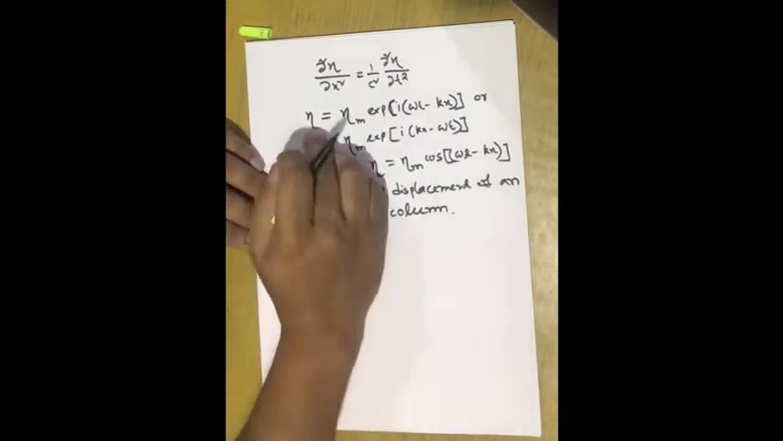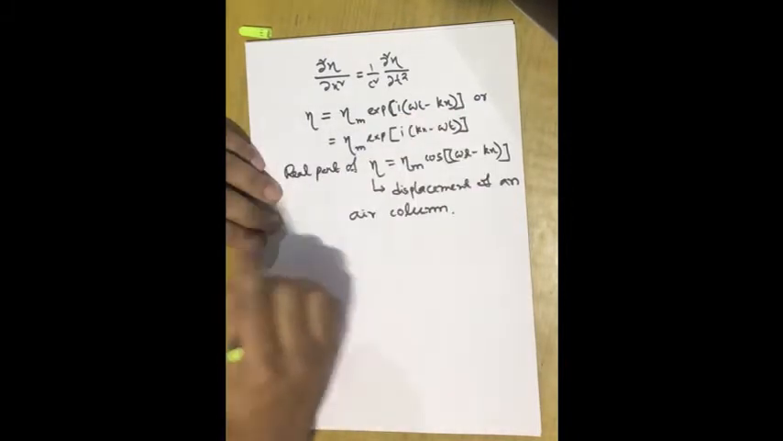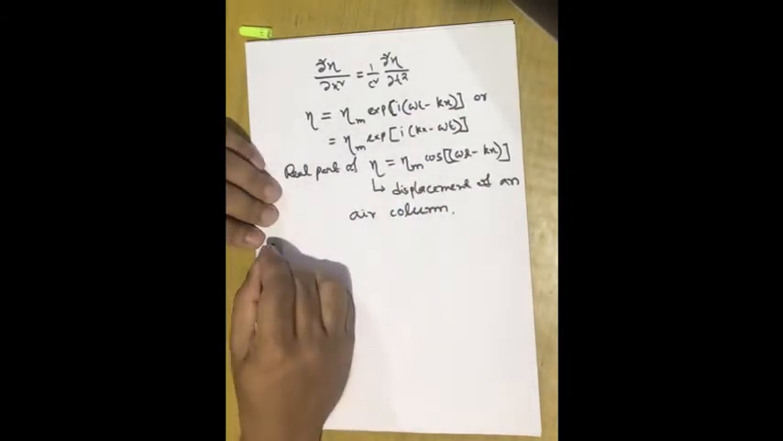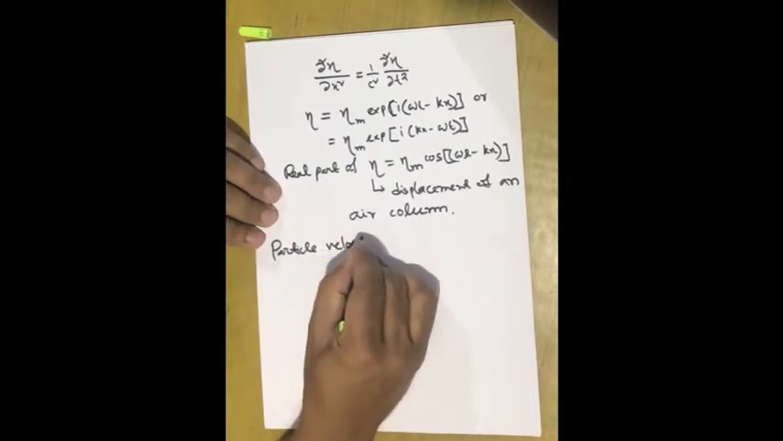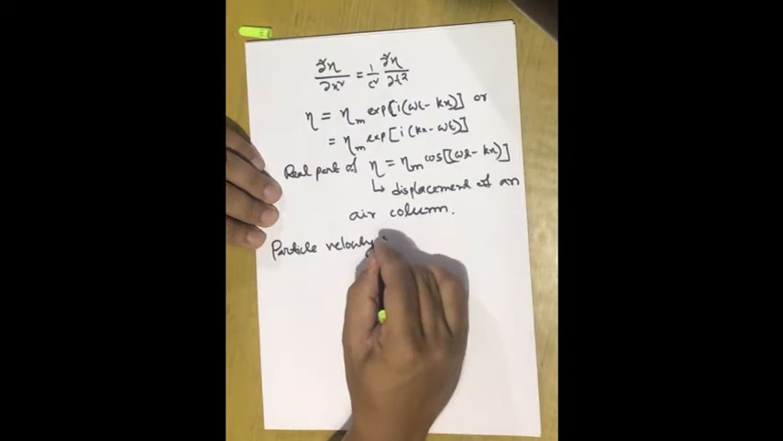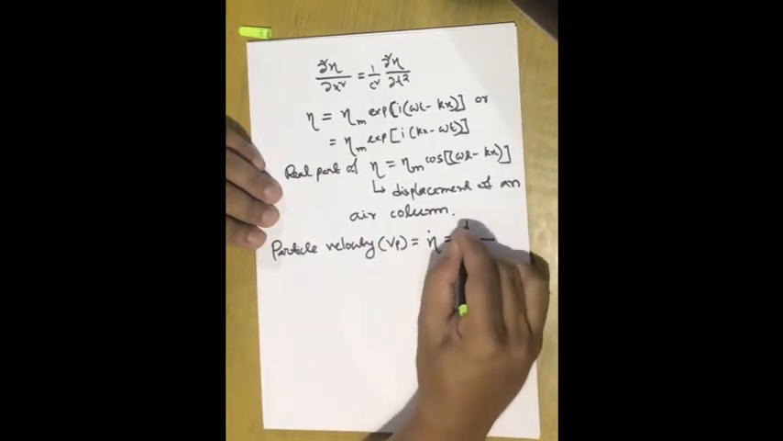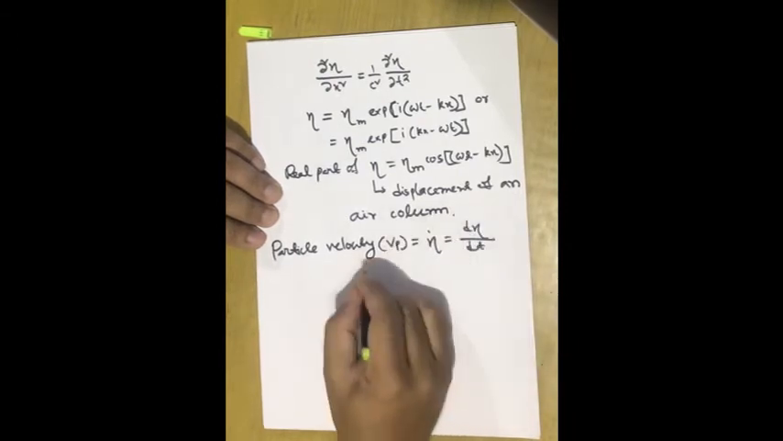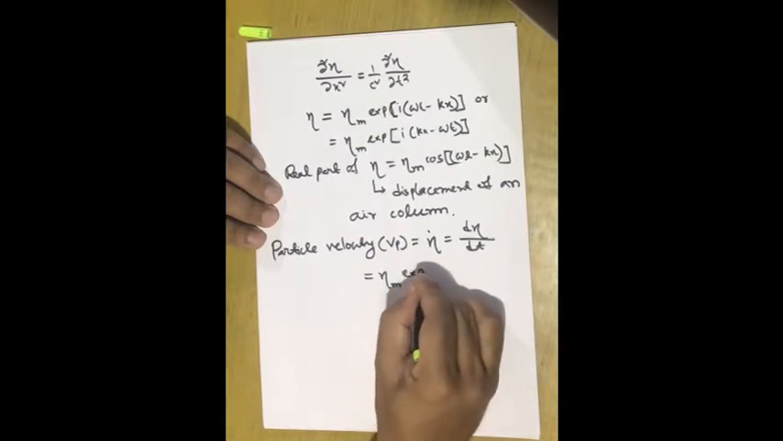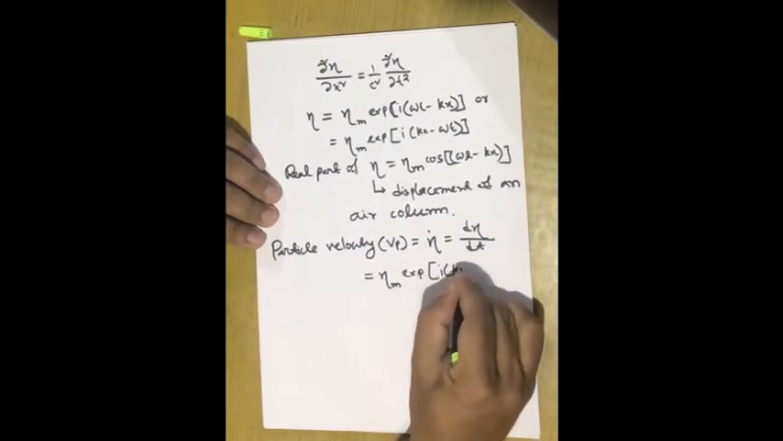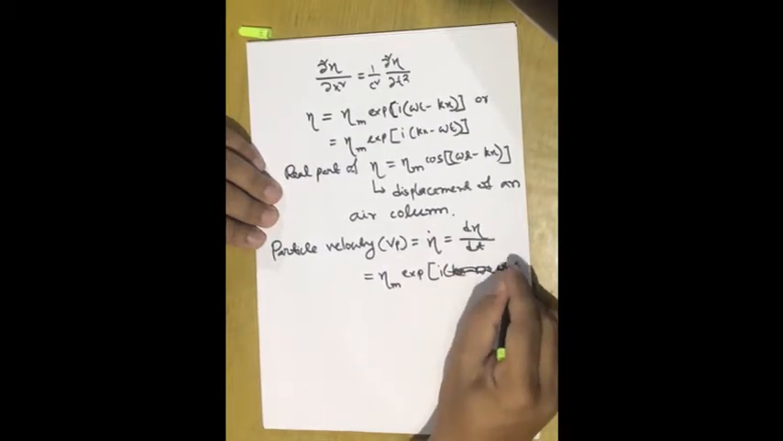Okay, so we know that particle displacement eta is equal to eta m exponential i omega t minus kx. Therefore, if we have to find the particle velocity, Vp is equal to eta dot, that means del eta by del t. So this value will be equal to eta m exponential i omega t minus kx, differentiated.